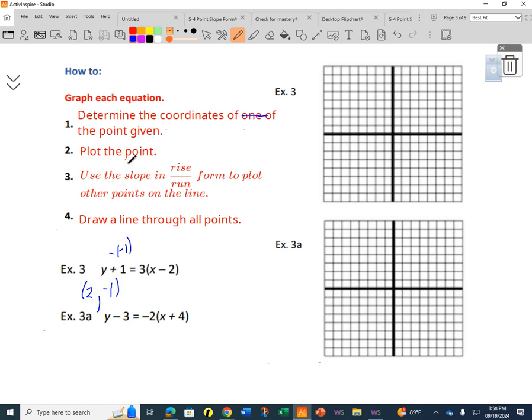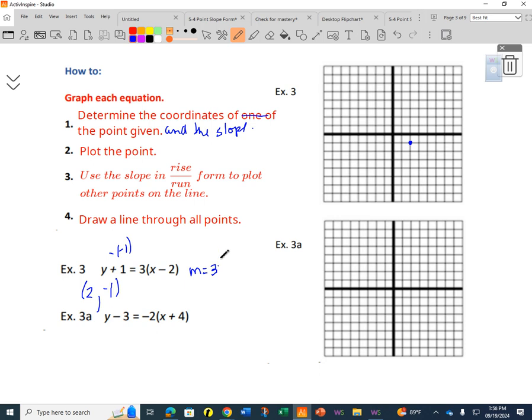We're going to plot that point. Starting at the origin, to plot the point 2, -1, we go right 2 and down 1. Now we use the slope in rise over run form where our slope is 3. Actually, we're going to determine the coordinates of the point given and the slope at the same time, as I told the kids in class.